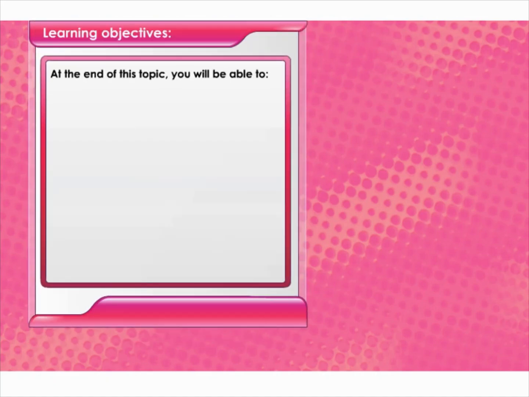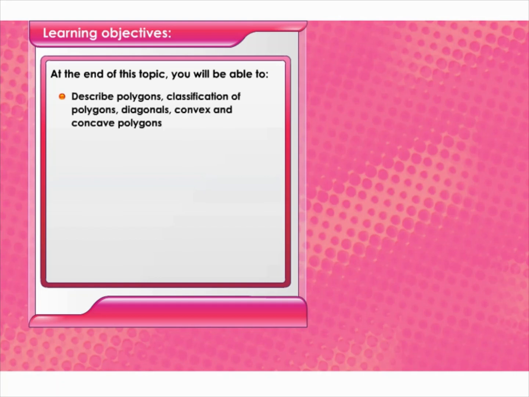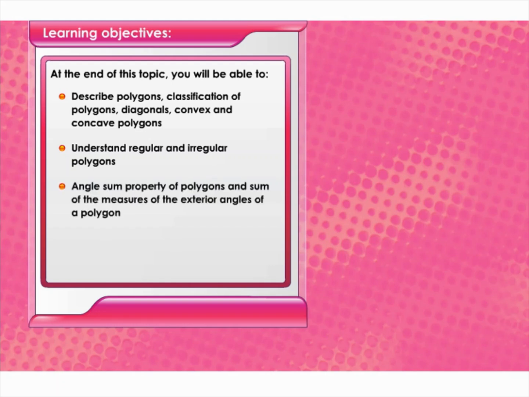Learning objectives. At the end of this topic, you will be able to describe polygons, classification of polygons, diagonals, convex and concave polygons, understand regular and irregular polygons, angle sum property of polygons and sum of the measure of the exterior angles of a polygon, understand kinds of quadrilaterals, understand some special parallelograms.